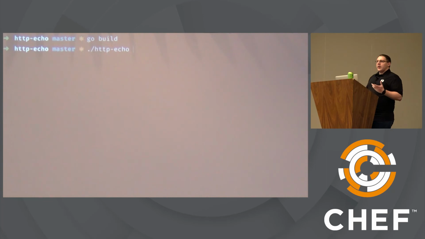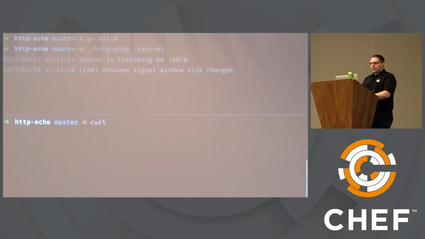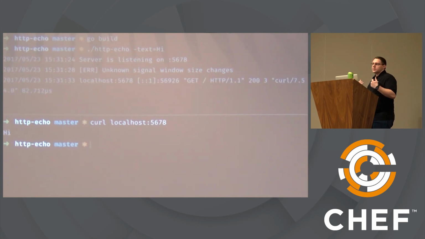It's a really tiny, in-memory HTTP server that echoes what I give it. So I'm going to give it some text of like, hi. And it's going to start a server listening on a configurable port, 5678. And if I curl that port, localhost 5678, I get back that text. Okay, and I get a log message that says like, hey, you got that. So that's what we're dealing with here today.